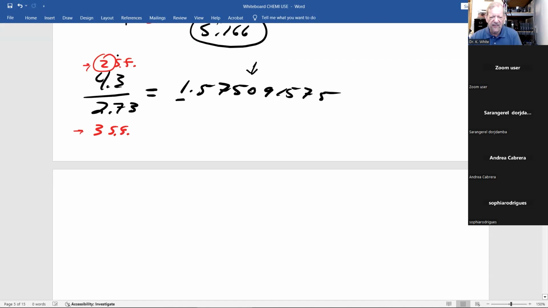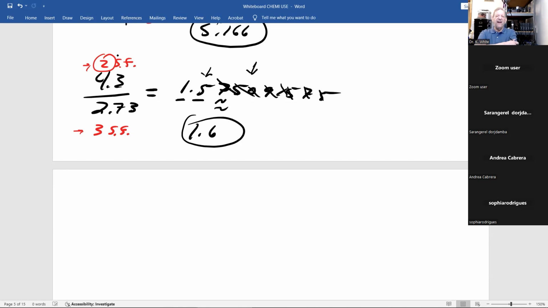Keep the first significant figure, keep the 5, and now we use the 7 to round off. Is that 4 or less, or 5 or higher? And time's up. It's 5 or higher. So I'm going to drop all these numbers afterward and increase that by 1. And the correct answer using significant figures for that would be 1.6.